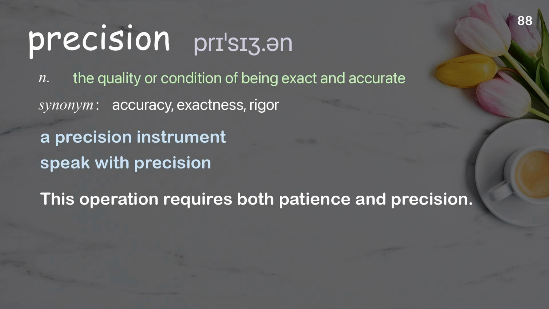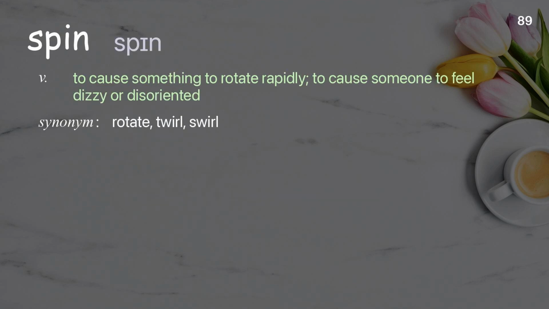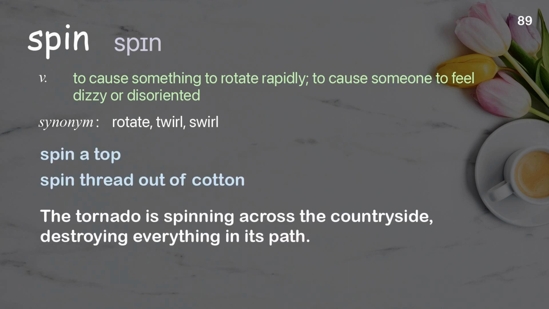Spin. To cause something to rotate rapidly; to cause someone to feel dizzy or disoriented. Examples: Spin a top. Spin thread out of cotton. The tornado is spinning across the countryside, destroying everything in its path.